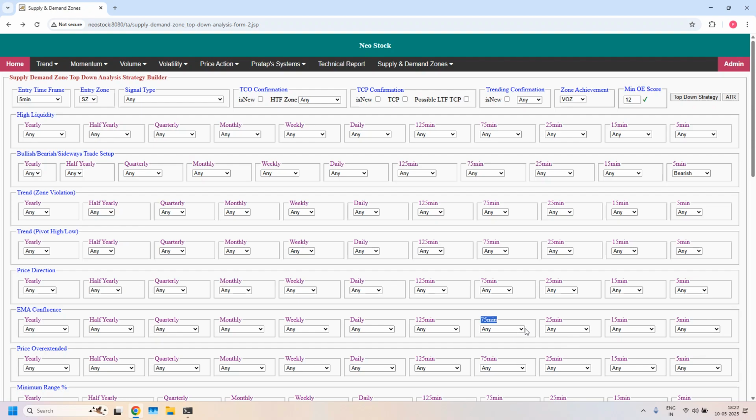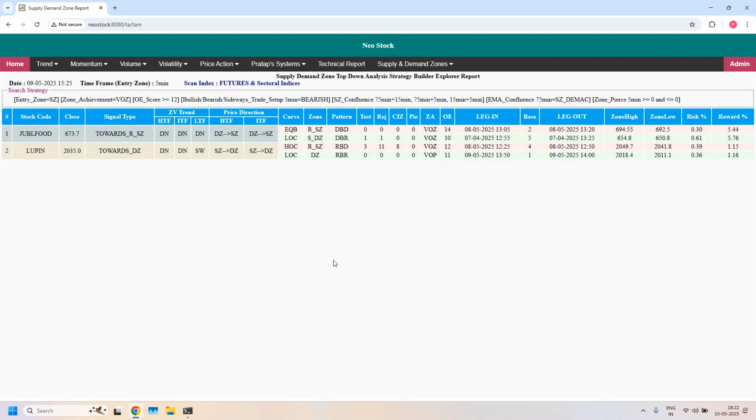75 minute supply zone having daily EMA confluence. Anyway, trend is downtrend in 75. We got 2 stocks, so these 2 supply zones might have a better high probability of success compared to the others. So this is the bearish trade setup for hourly income trade. With this we have completed all the income trades reports.